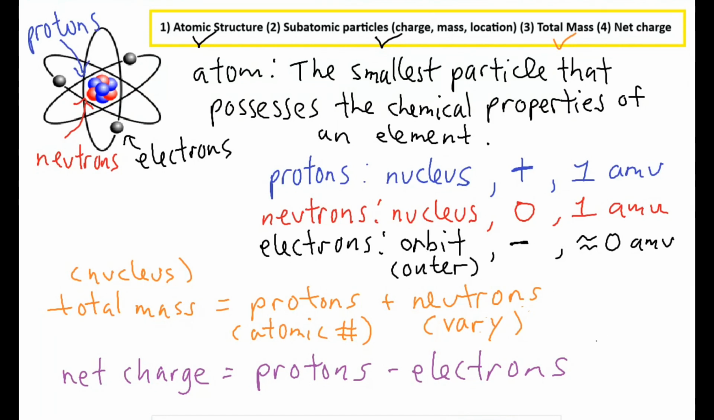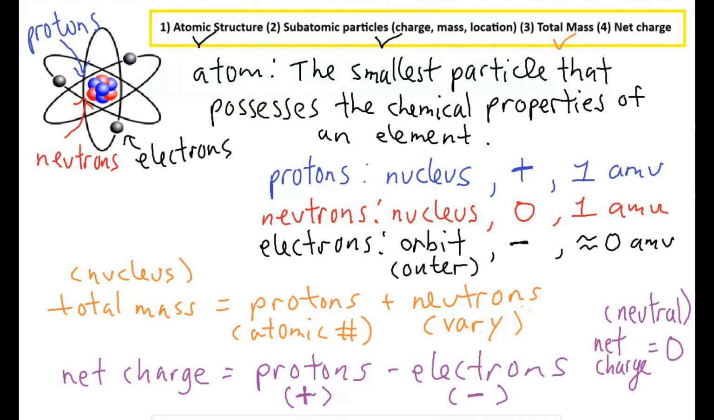Now, if the net charge is 0, that means that our atom is neutral. So in a lot of cases, you might be taking a look at a neutral atom. If there's any imbalance in the protons and electrons, then you would have a charged atom. So if you have more protons than electrons, then you would have a positively charged atom called an ion. And if you had more electrons than protons, you would also have a negatively charged ion as well.